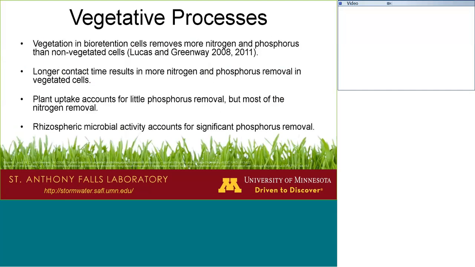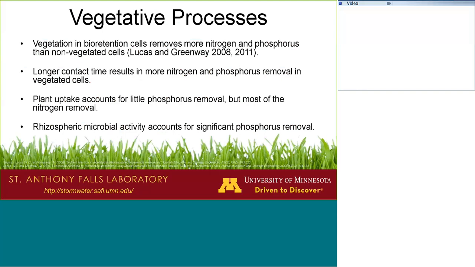Now, one of the big advantages of these bioretention or biofiltration practices is there's actually a number of processes that are used to remove stormwater pollutants. We have vegetative processes, which can remove nitrogen and phosphorus when compared to a non-vegetated system. So the vegetation itself is providing benefit for nutrients.